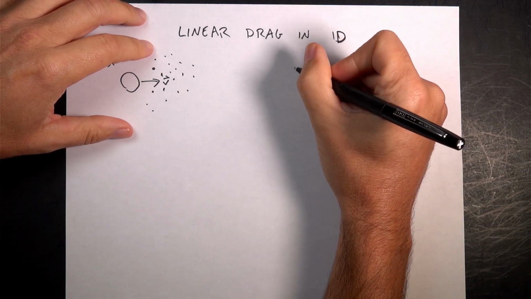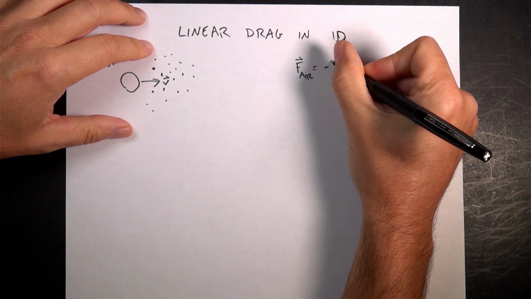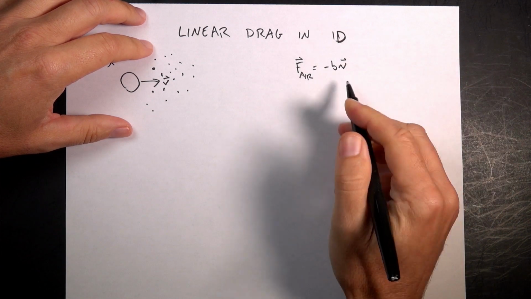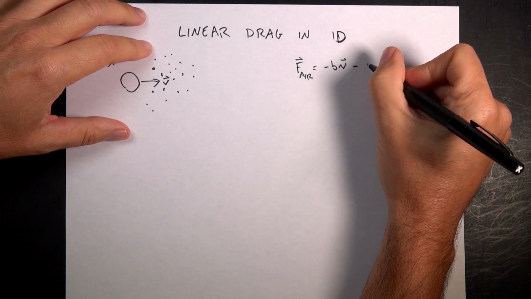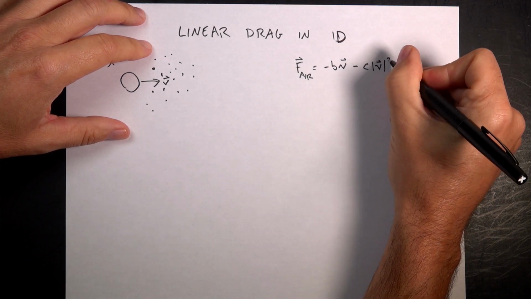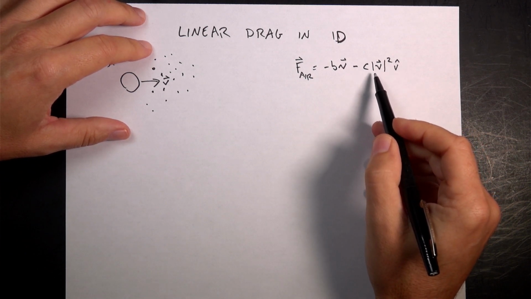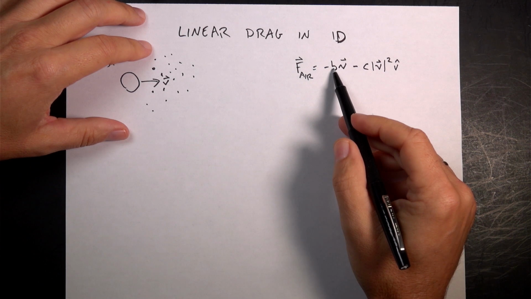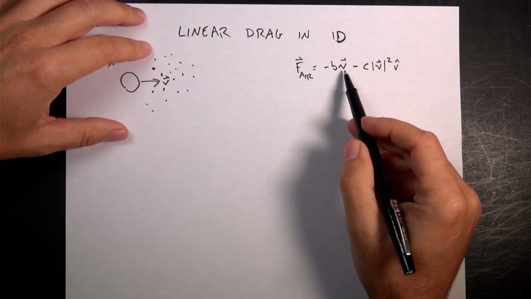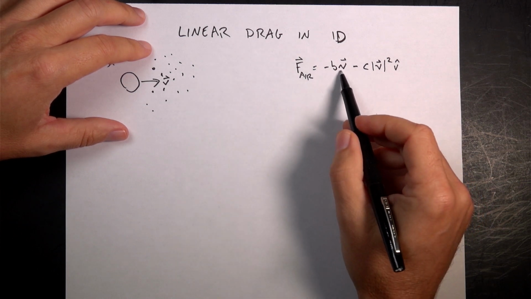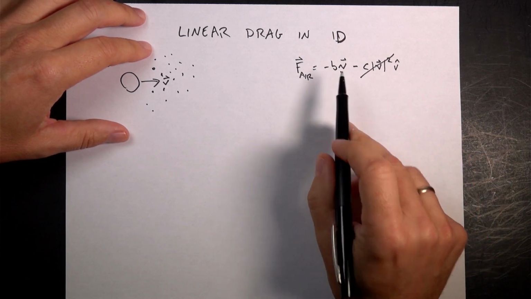There's 2 things it could depend on. We can write it like this. F air, or drag, is negative b v. So there's a term that depends on the velocity, linear velocity, and then we could write this, negative c v squared v hat. So this is a term that depends on the square of the velocity. We're going to assume that we only have the term that depends on the velocity to the first power, and that's what's called linear drag. We'll deal with the other later. So we're just going to have linear drag.